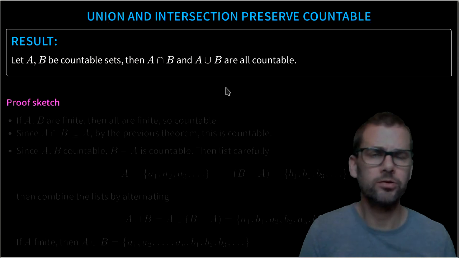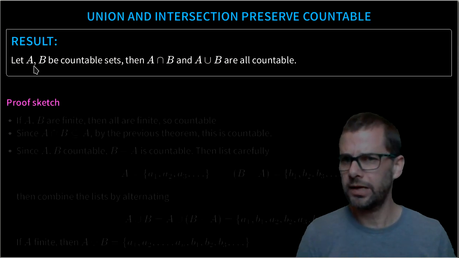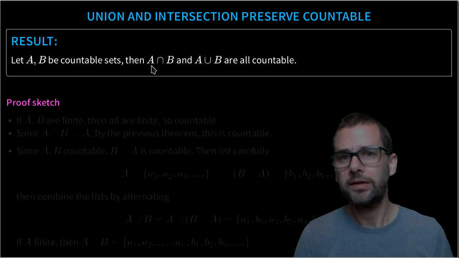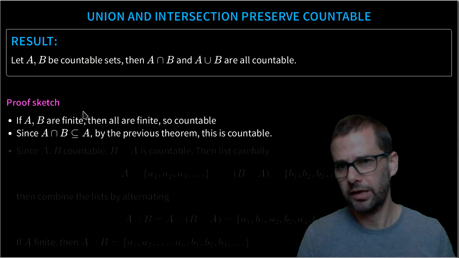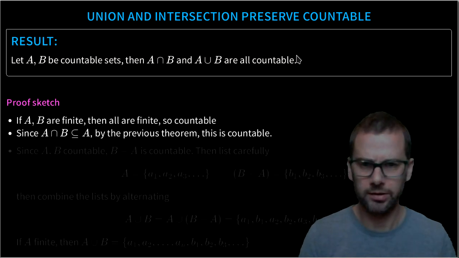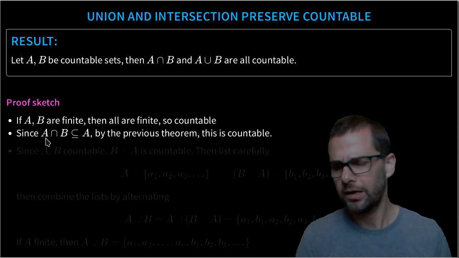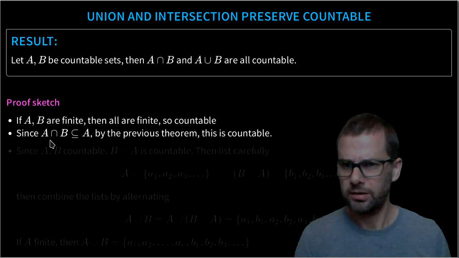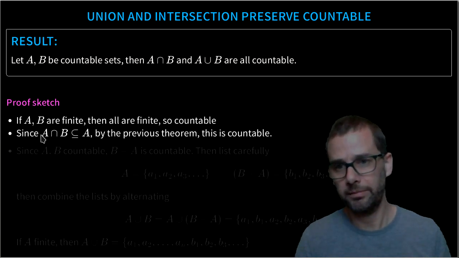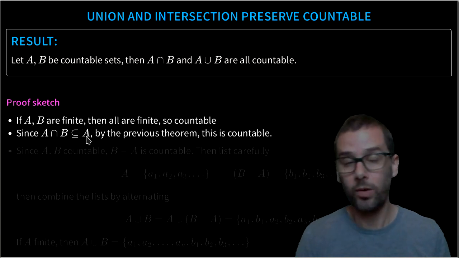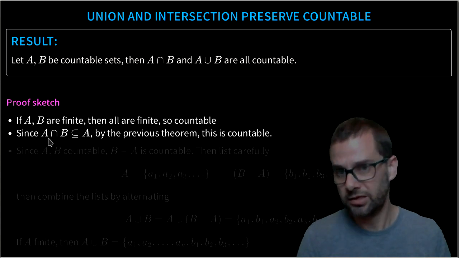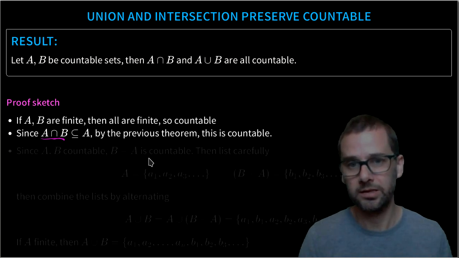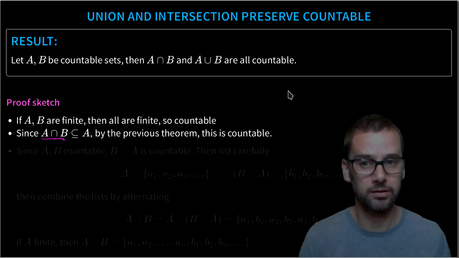Well, what about unions and intersections? If we take two countable sets A and B, then their intersection and union must also be countable. If A and B are finite, then everything's going to be finite, so that's not so interesting. A intersection B is always going to be a subset of A, so if A is countable, then all its subsets are countable, and so that intersection is going to be countable. That follows by the previous theorem.